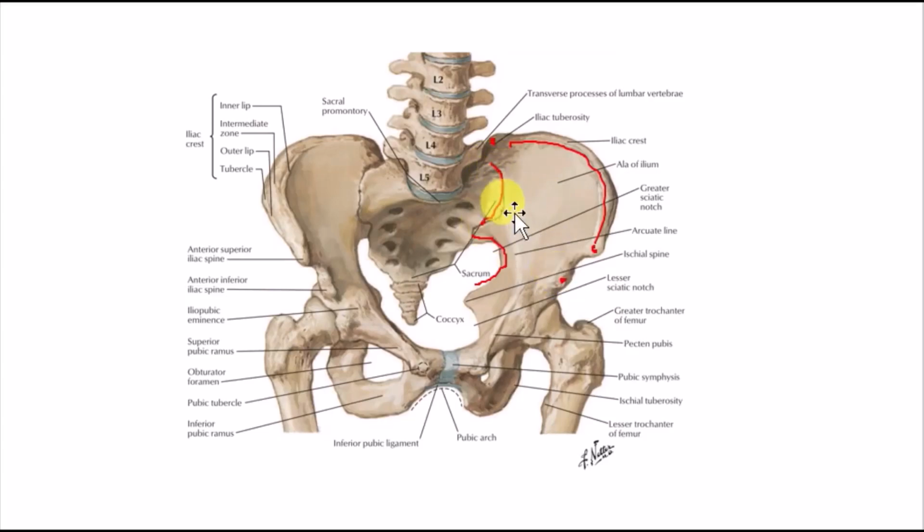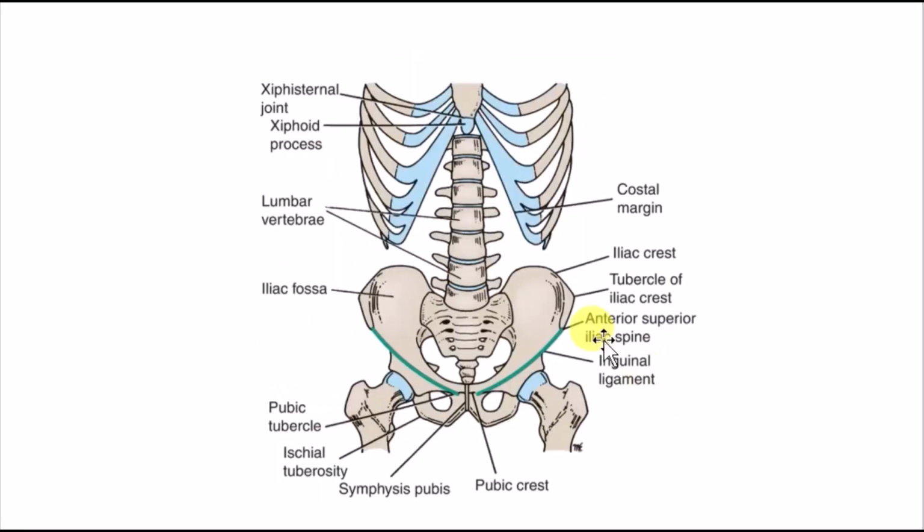Here you can appreciate the medial border of the ilium forming a part of arcuate line. Now this is pubic symphysis. Now coming to the next picture, you can appreciate here this is anterior superior iliac spine, this is pubic tubercle, and in between the two, the green color thing, this is the inguinal ligament.